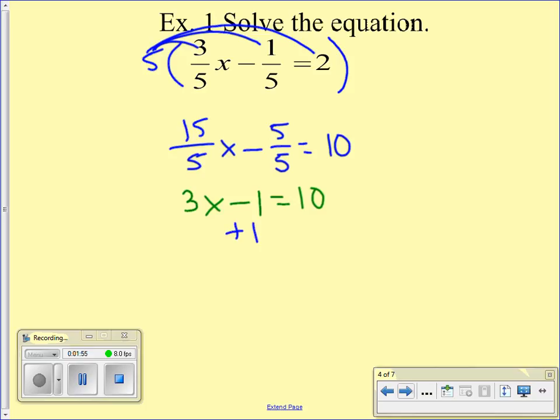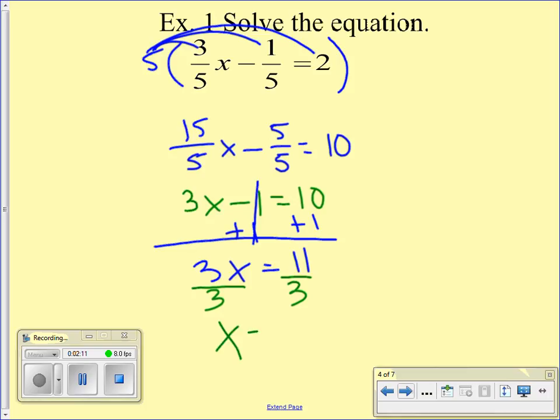So using the addition property of equality, add 1 to both sides. I get 3x equals 11, because 10 plus 1 is 11. I want to isolate the variable. Divide by 3. So x equals 11 over 3, because 11 doesn't divide evenly by 3. That is called the exact answer when you leave it in reduced fraction form.